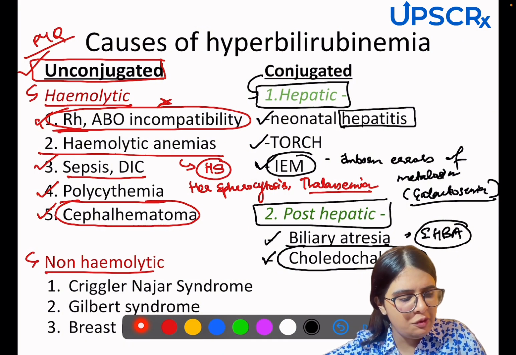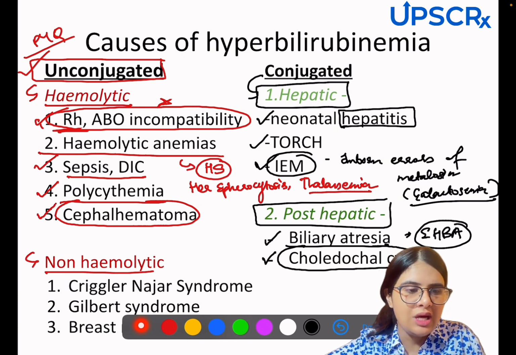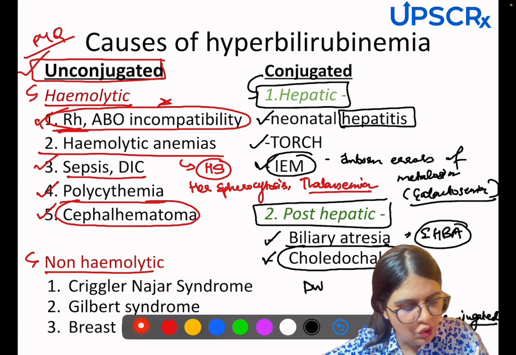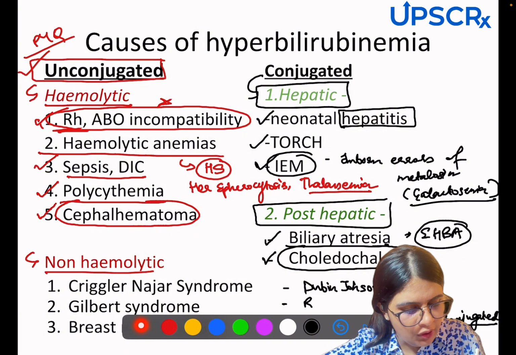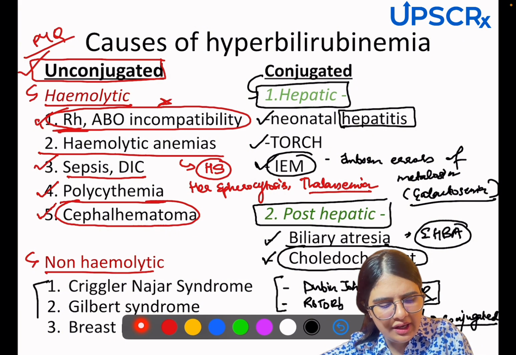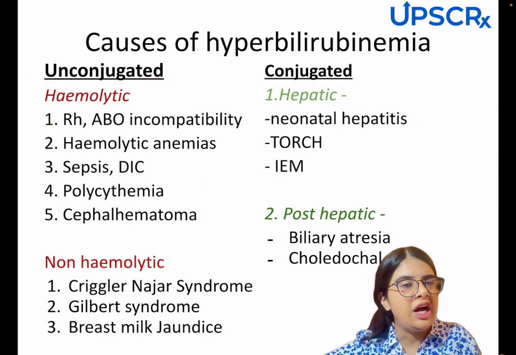Okay, and if you study for PG, then they say Dubin-Johnson and Rotor syndrome. Doctors are conjugated, right? So this is the mnemonic DR, Dubin-Johnson and Rotor. These are causes of conjugated hyperbilirubinemia. On the other hand, Crigler-Najjar and Gilbert are causes of unconjugated hyperbilirubinemia.